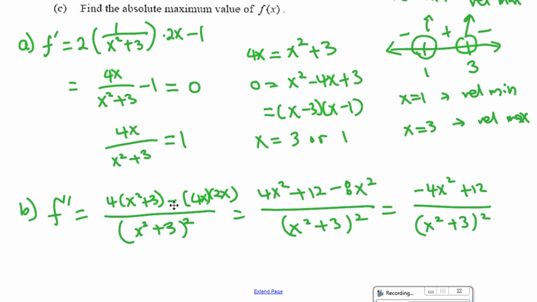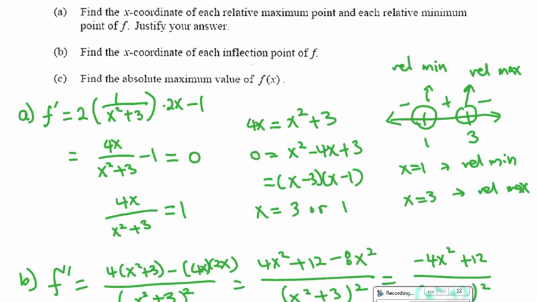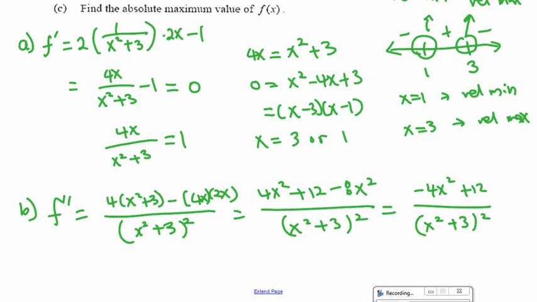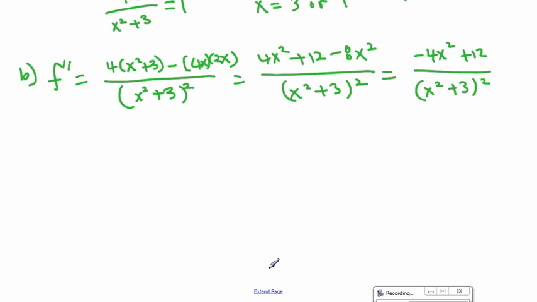Now, this will never be undefined over negative 3 to 5. So the only possibility for a point of inflection is when this is equal to 0. Since the denominator will never be equal to 0, as long as the numerator is equal to 0, we get that negative 4x squared plus 12 has to be equal to 0. That means x squared must be equal to 3, so x will be equal to plus or minus radical 3.